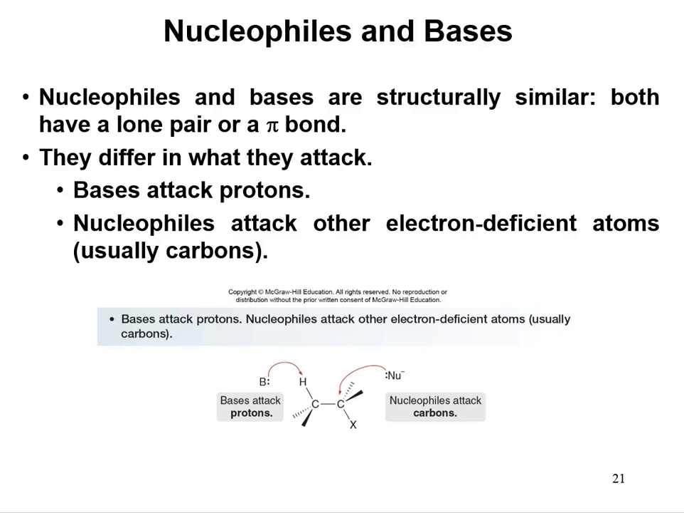The next component to study in more detail is the nucleophile. Nucleophiles and bases are similar because they both contain a lone pair or a pi bond. However, they differ in the way they attack, or in other words, in the way they donate their electrons. Bases donate electrons to protons, as shown here, whereas nucleophiles donate electrons to an electron-deficient atom, called an electrophile, which is usually a carbon atom, and that is again shown here.